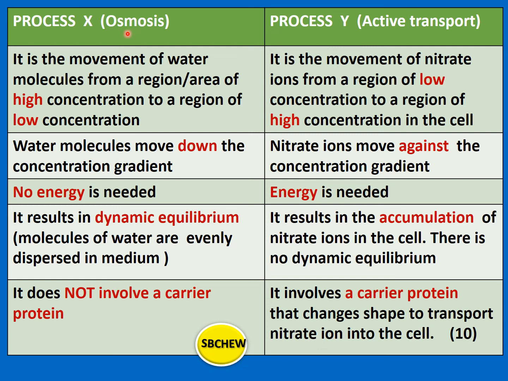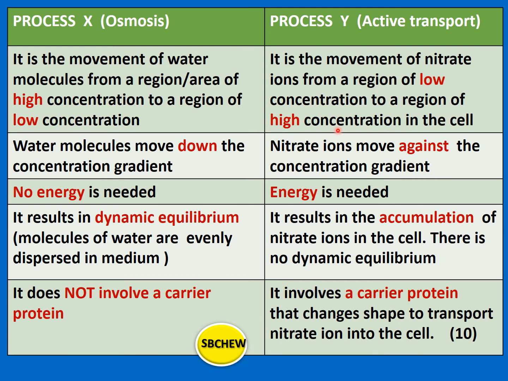Okay, now in the last few videos, we have discussed the characteristics of osmosis and active transport. And we know that osmosis is a passive process, okay? Whereas active transport involves the use of energy, which osmosis does not, as a passive process. So the first difference is that osmosis is the net movement of water molecules from an area of high concentration to an area of low concentration. But active transport is different. It's the movement of the nitrate ions from a region of low concentration to that of high concentration.